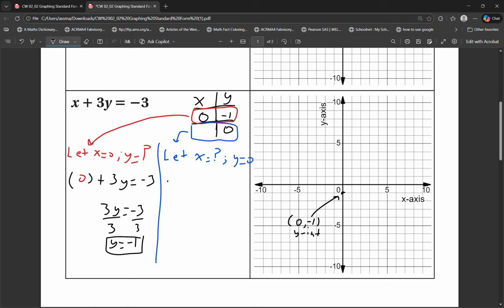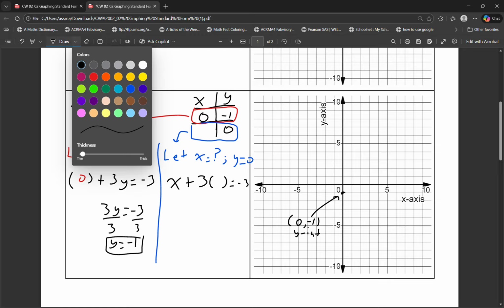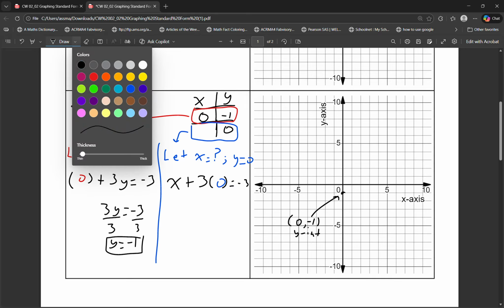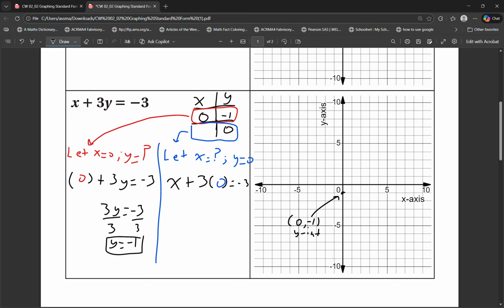So I'll have x plus 3, and we don't know what y is yet. So I'm going to plug in 0: x plus 3 times 0 is equal to negative 3. So where I see the y, I'm going to put a 0. And then I'm going to go ahead and work things out. So I multiply first. So this section here, 3 times 0 is 0. So I'll have here 0. And then x is equal to negative 3. So x plus 0 is just x. So I have x equals negative 3.